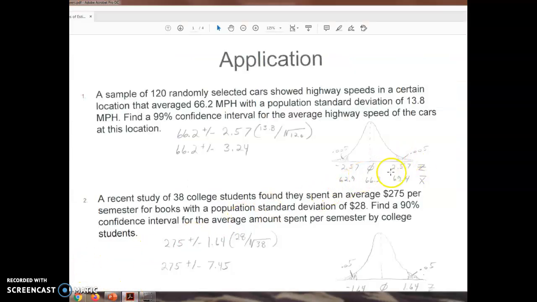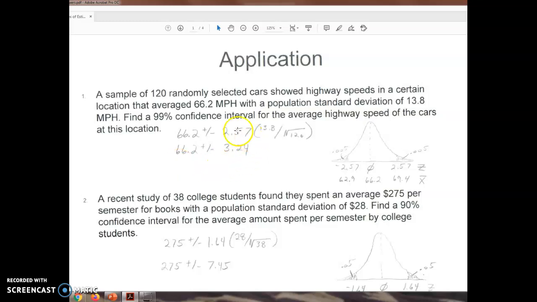And that's the z-score we have. Now it's symmetrical, which means the lower confidence level z-score would be negative 2.57. Okay, so we've got 66.2 plus or minus 2.57 times the standard error. This times this is the margin of error, which is 3.24. Once we have that, we can create our confidence interval.